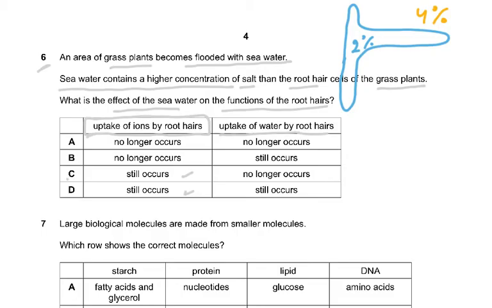Now uptake of water by root hair cells, how would that occur? Uptake of water occurs down the water potential gradient, but 4% has a lower water potential. So there will be no uptake by root hair cells. So uptake of water by root hair cells will not occur, so that is why the answer would be C.